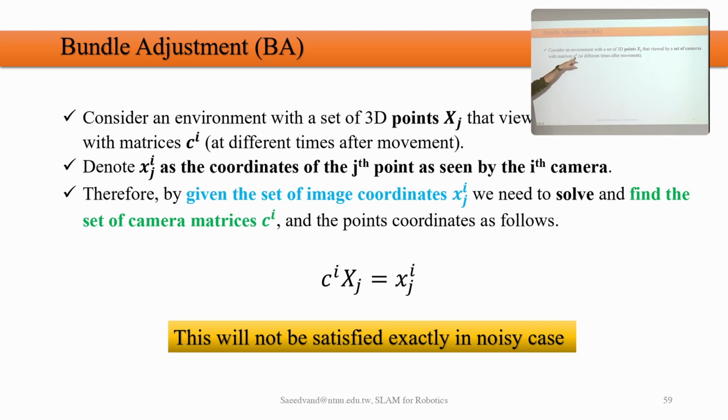It is common to formalize it by talking about multiple cameras, but as I said to you, here we talk about the same camera that is moving during time. So we can say xij is the coordinate of the j-th point seen by the i-th camera.